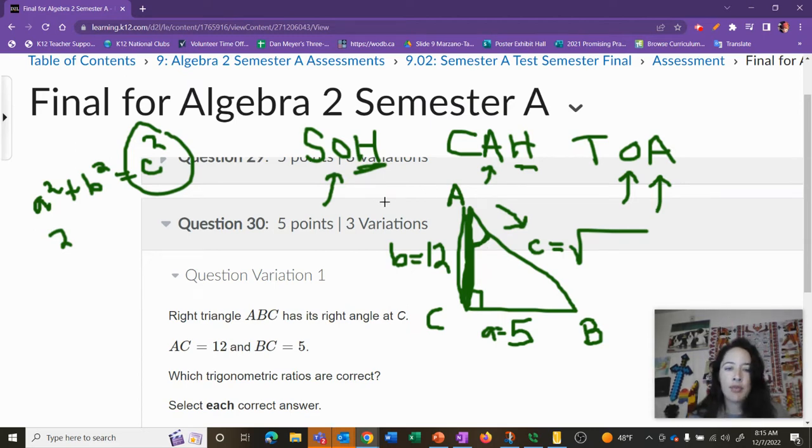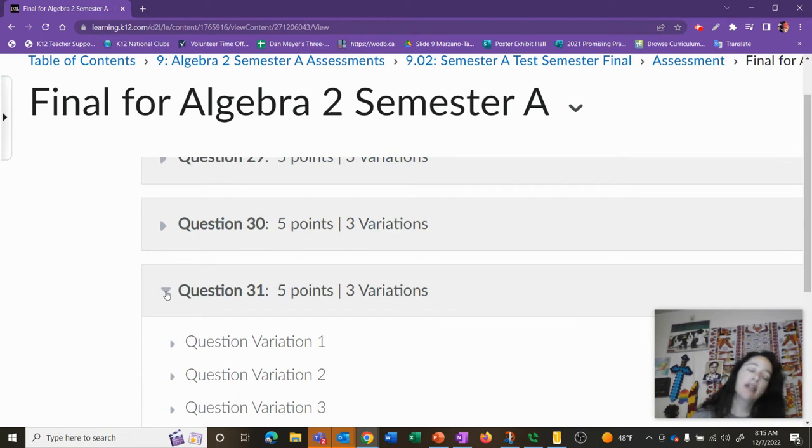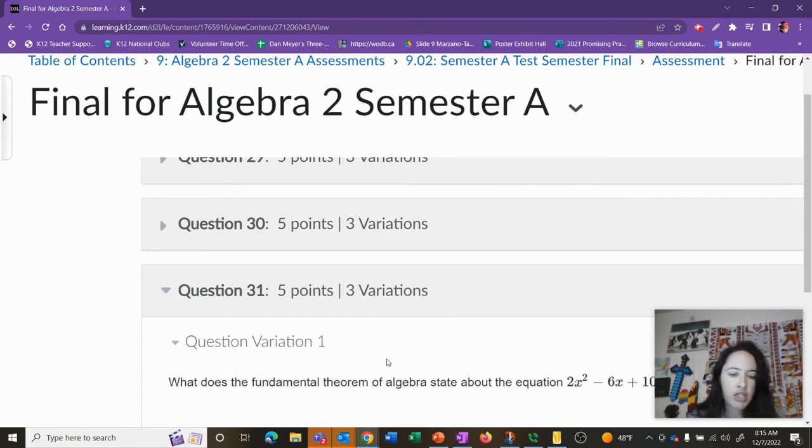Then you just set up those ratios. So sine is opposite over hypotenuse, which is why the O is first. Cosine is adjacent over hypotenuse, and tangent is opposite over adjacent. SOHCAHTOA. Use your notes. Check the labeling. That's the key. Check the labeling. Draw the picture.